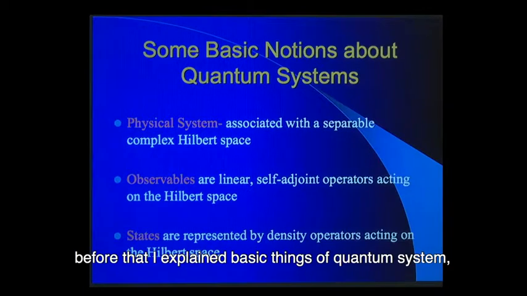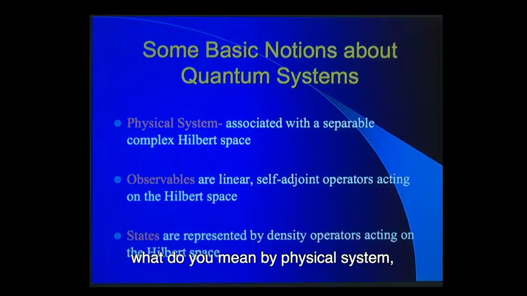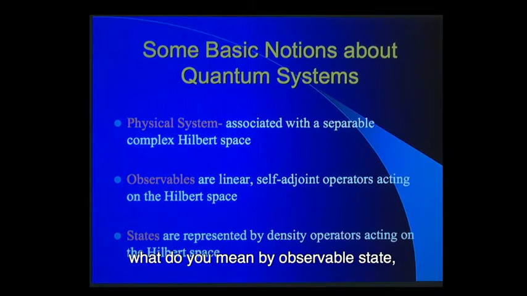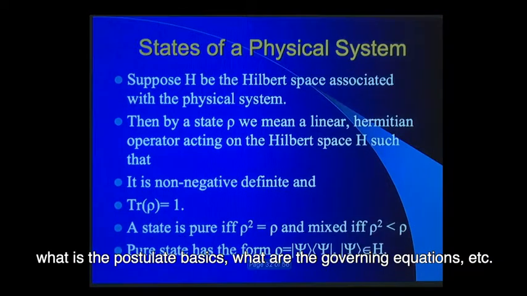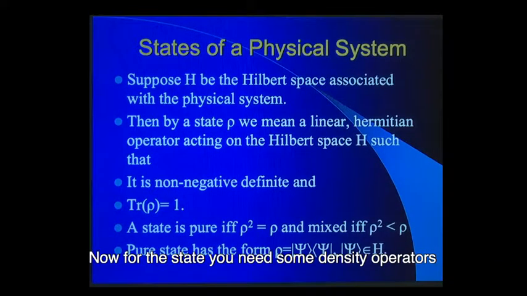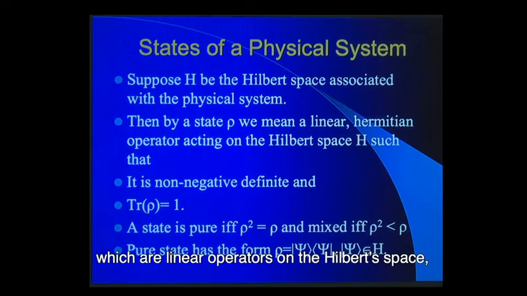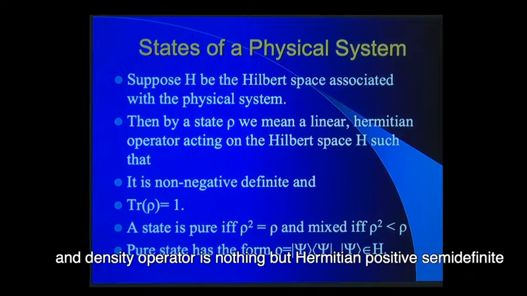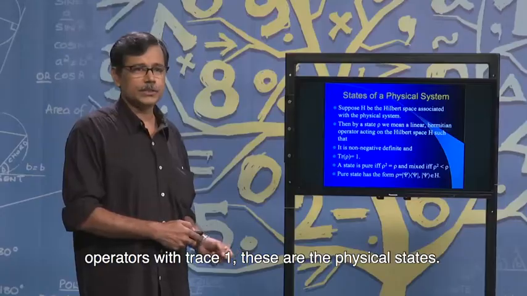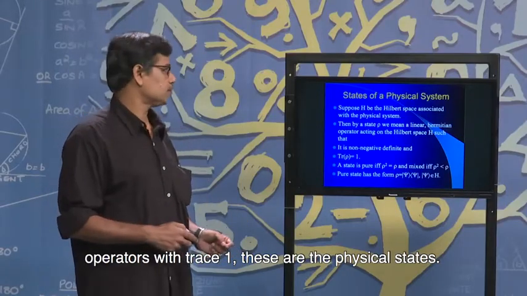Before that, I explained basic things of quantum systems. What do you mean by physical system? What do you mean by observable and state? What are the basic postulates? What are the governing equations, etc. For the state, you need density operators, which are linear operators on Hilbert spaces. As a mathematician, you need the Hilbert space structure, and a density operator is nothing but a Hermitian positive semi-definite operator with trace 1. These are the physical states.